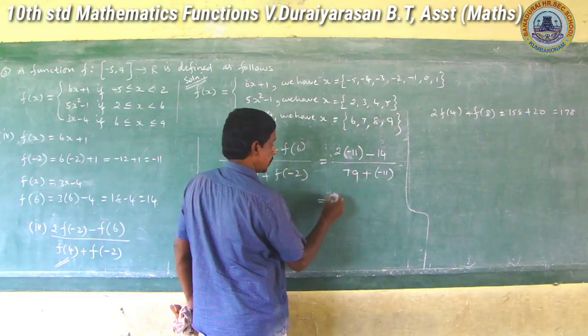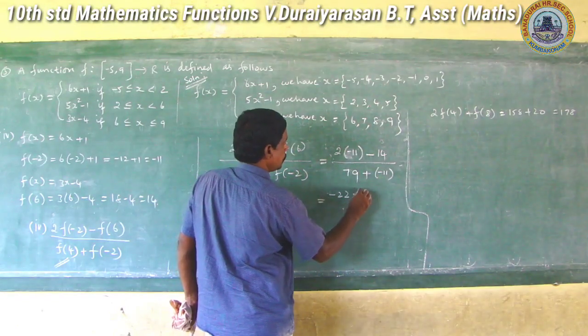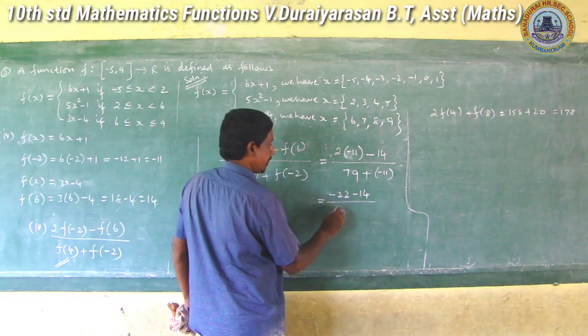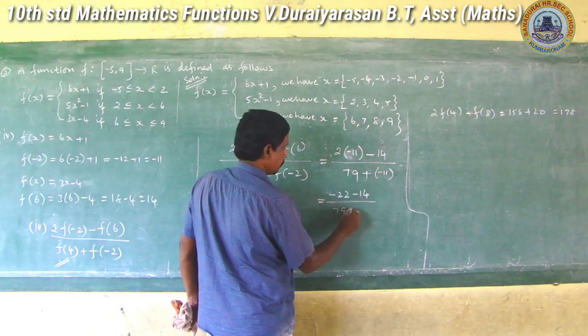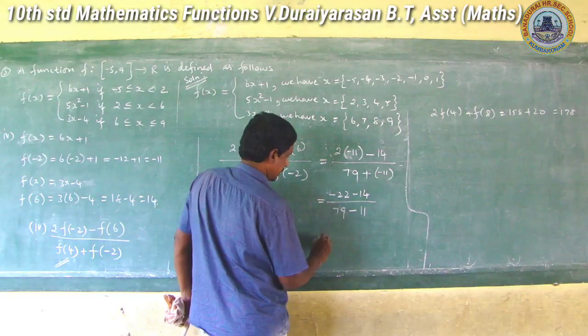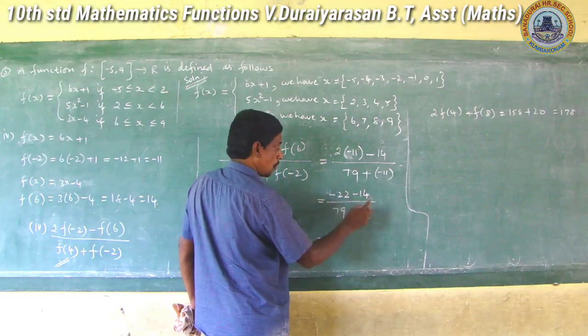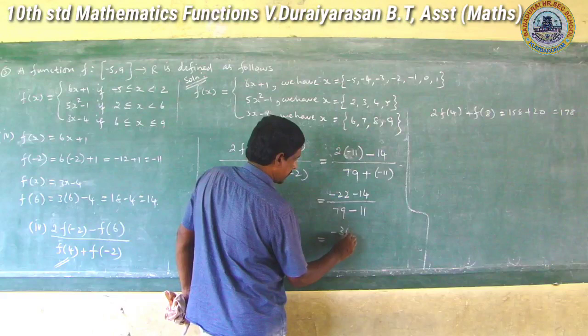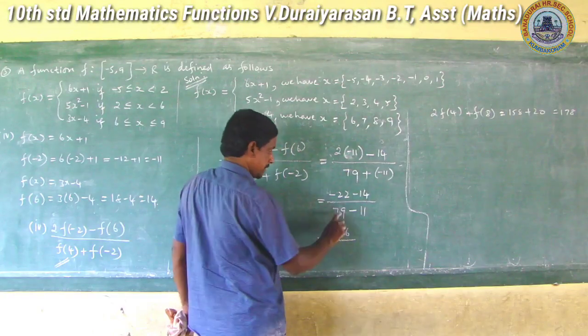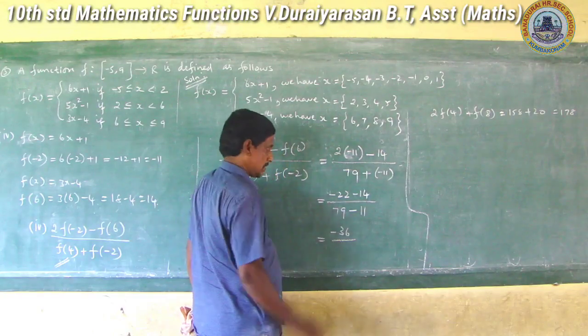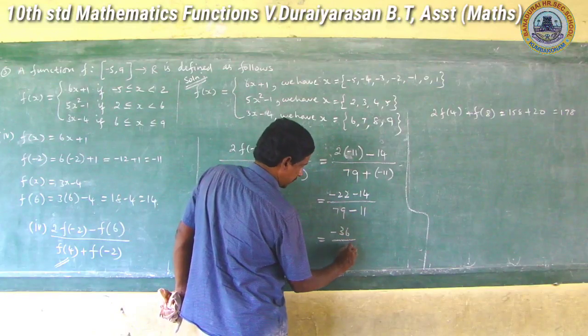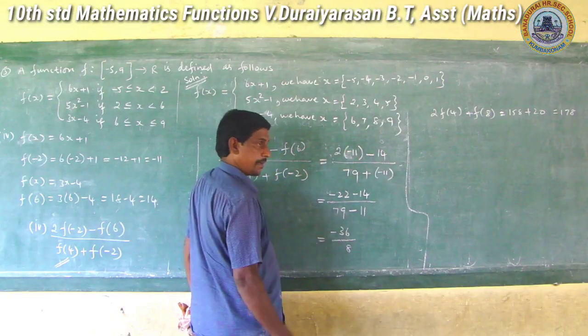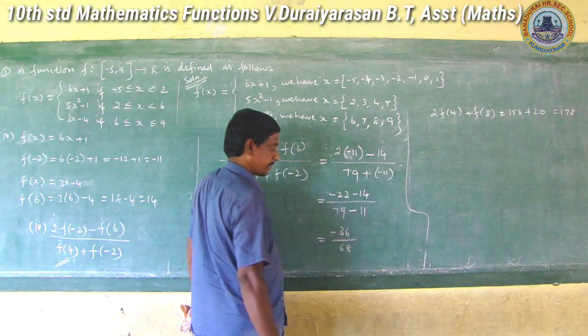2 11s are 22, minus 22, minus 14, divided by 79 plus into minus minus 11. Both of them minus, so add. So minus 36 divided by 79 minus 11. 9 minus 1 is 8, 7 minus 1 is 6. 68.